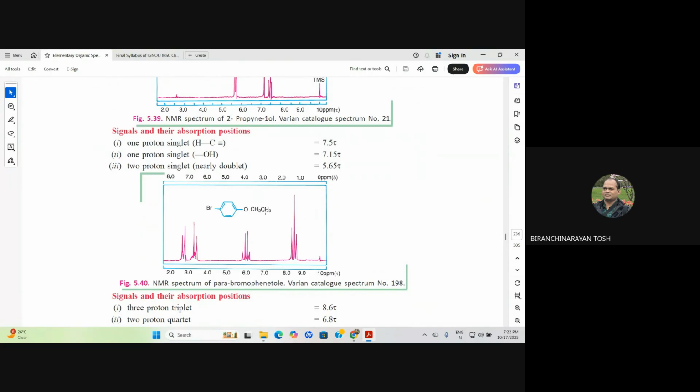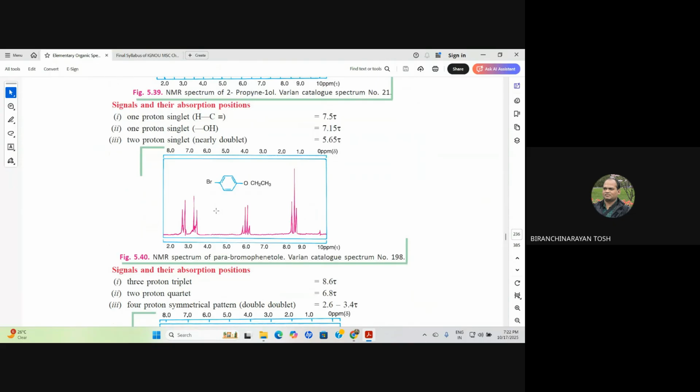So para-bromophenol, ring protons on symmetrical. So 4 protons on symmetrical pattern, doublet, 2.6 to 3.4. Then this one is the quartet, 2 proton quartet and 3 proton triplet.